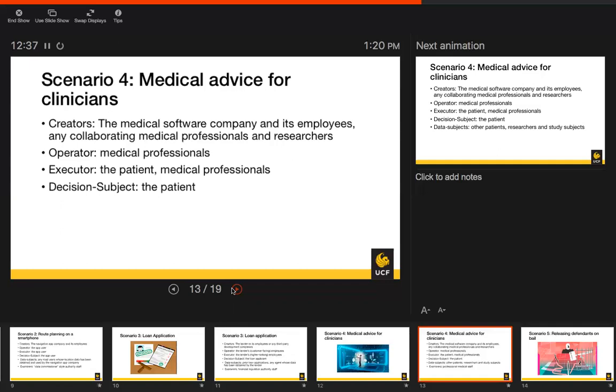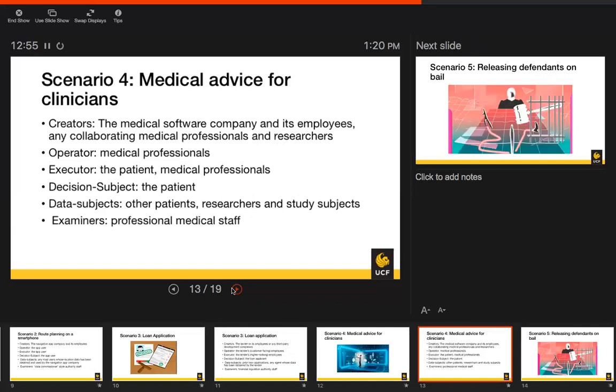The decision subject will be the patient. So the patients will be influenced by the executor's decisions. And the data subjects would be other patients, researchers, and the study subjects. The examiners would be the professional medical staff.